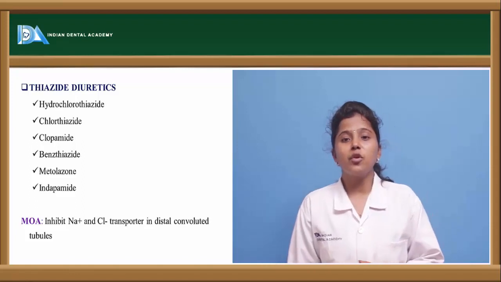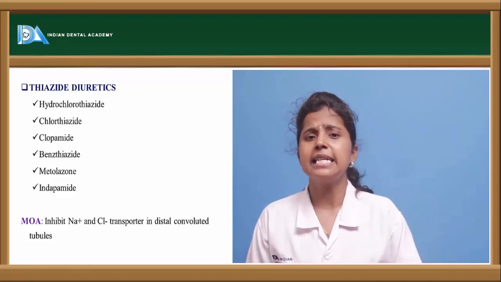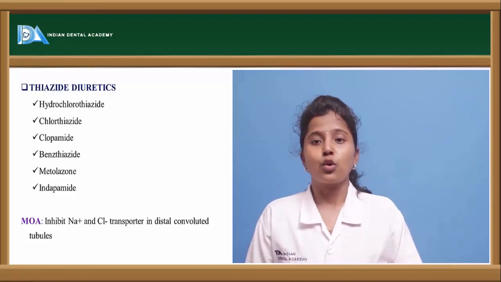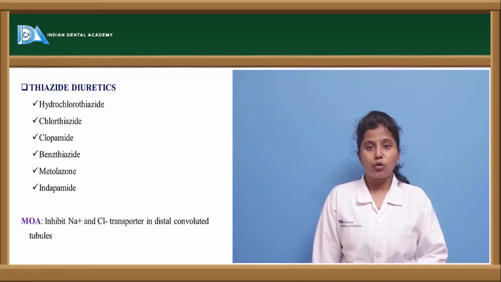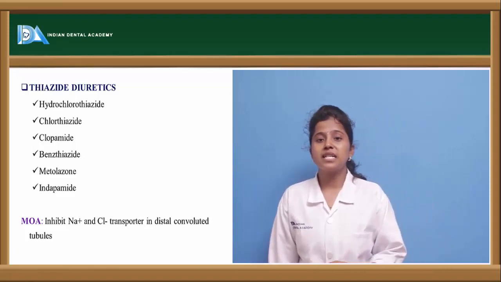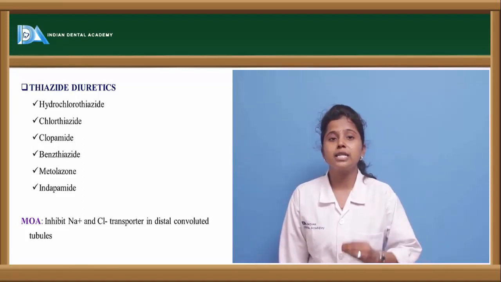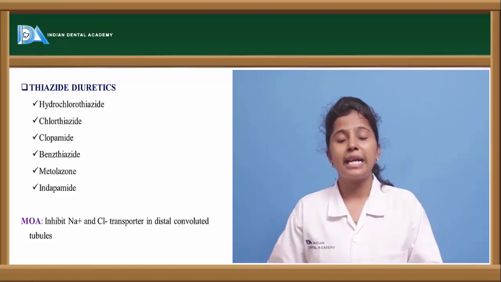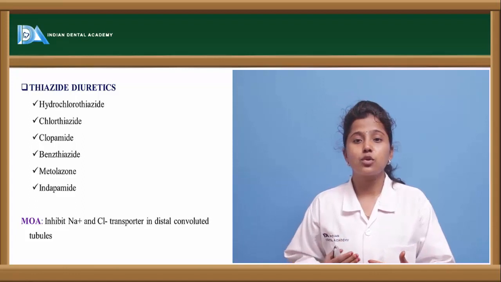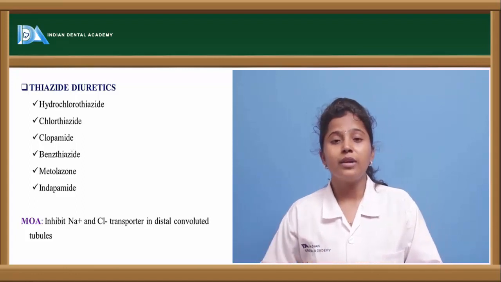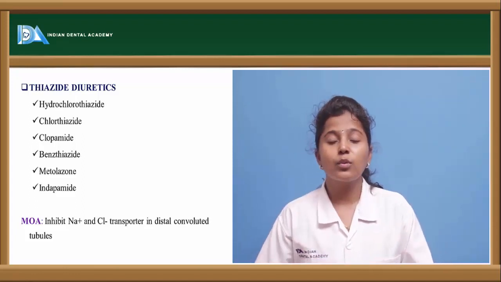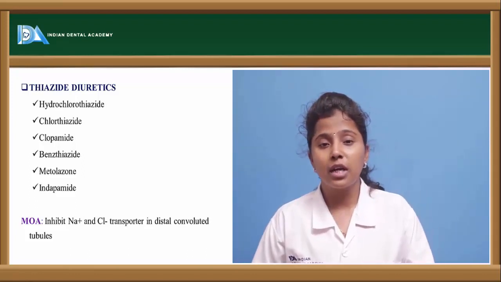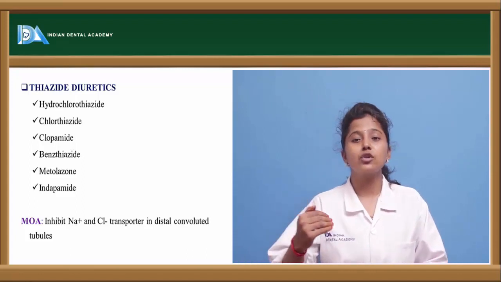And the mechanism of action of these thiazide diuretics: thiazide diuretics act at the distal convoluted tubule. There is a transporter or a port present in the distal convoluted tubule called the sodium chloride port. So this is also an antiport where, when chloride is excreted or eliminated out of the nephron or distal convoluted tubule, then the influx of sodium takes place.